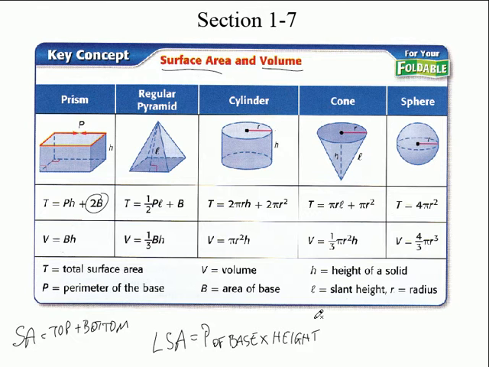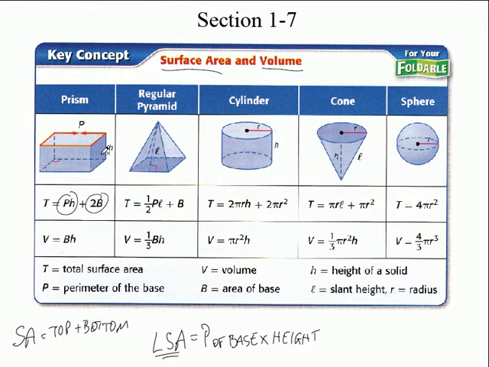That's all the sides all together. That's what lateral surface area means. Does that make any sense? So if you look at this, which one's the lateral surface area? It would be that thing right there, wouldn't it? The perimeter, that's the P for perimeter, times the height.